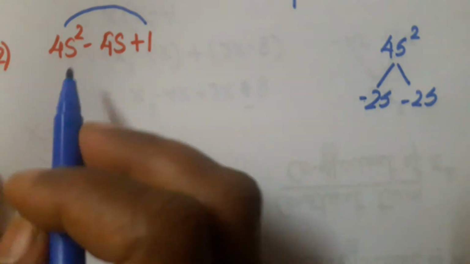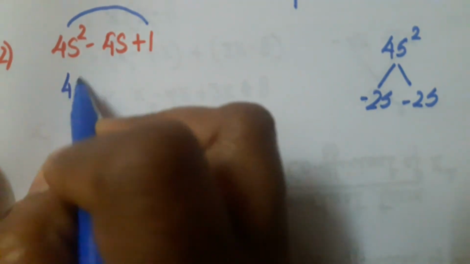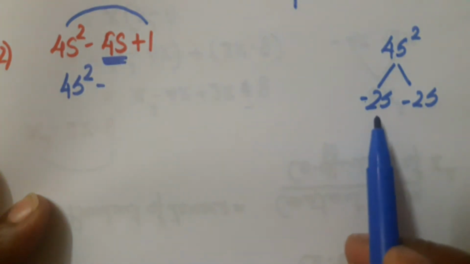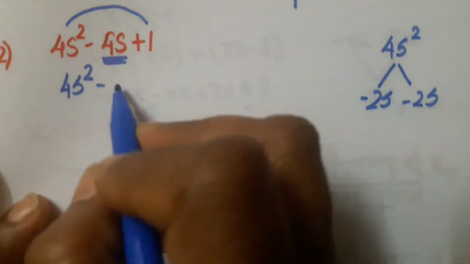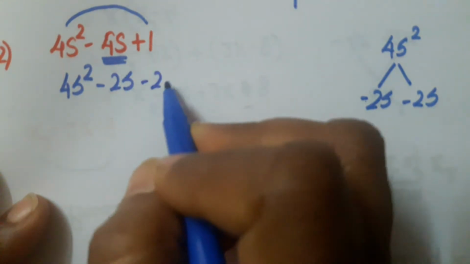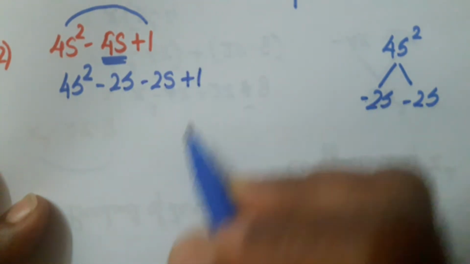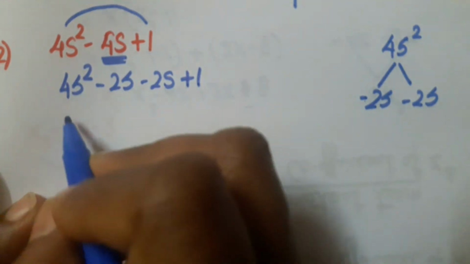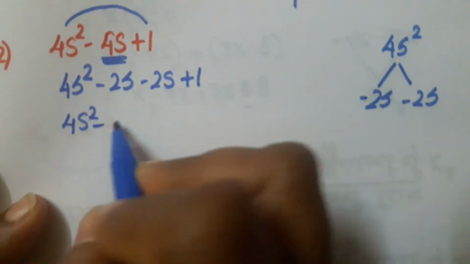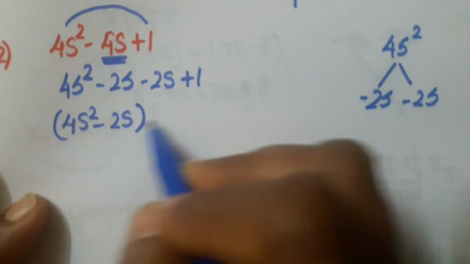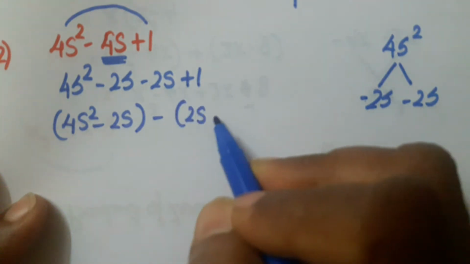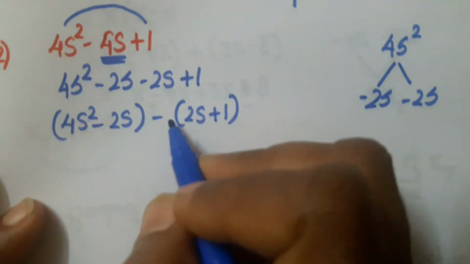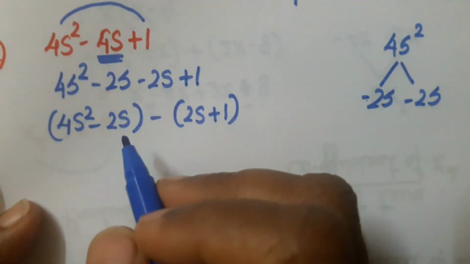So observe carefully, we are going to write 4s square as it is, minus, and in place of minus 4s I am going to write minus 2s and minus 2s, and plus 1. Okay, do you remember what I told you? Next we are going to group two together. So 4s square minus 2s we are grouping together, and minus 2s plus 1 I am grouping together. Okay, got it?